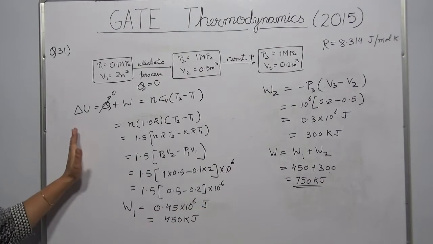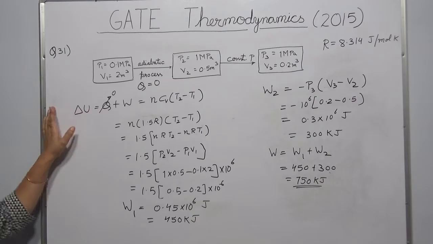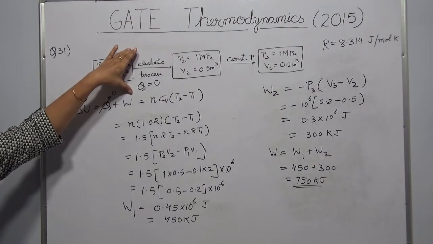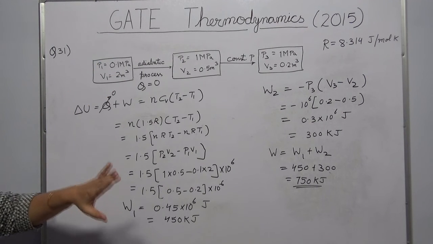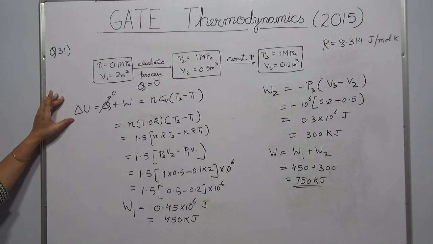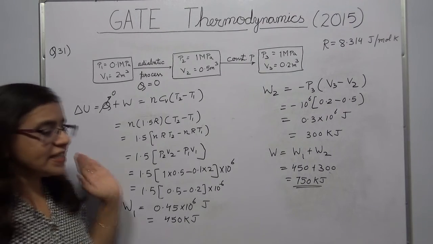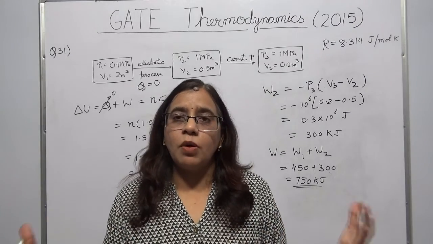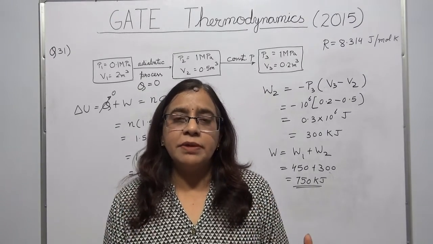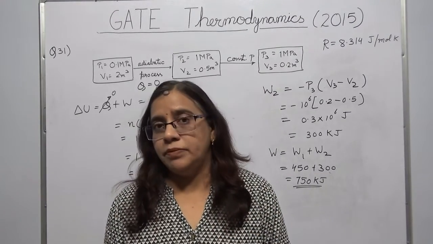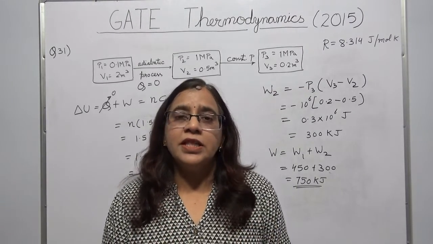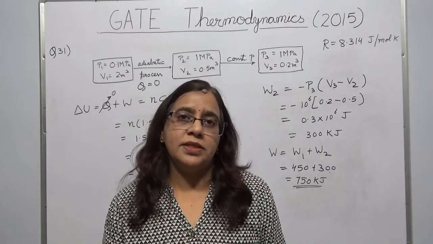So it was a very simple problem. Instead of using that big formula which is given in your book for the work done in an adiabatic process, I have used my basic concepts of thermodynamics. So what I will suggest is that in thermodynamics, don't try to memorize all the formulas, just try to remember how these formulas come. If you emphasize the concepts, then thermodynamics becomes very simple.